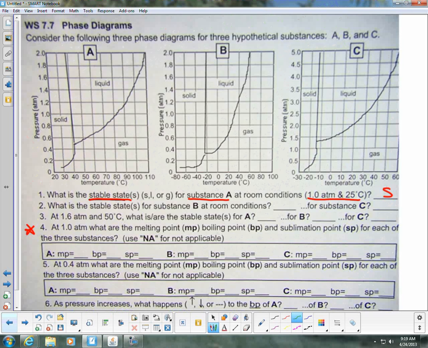Okay, let's look at this first one. I'm looking at 1 atmosphere, so I'm going to go across right here at 1 atmosphere. Just before I put any numbers down, what do I know I'm not going to have? Sublimation. So right in sublimation, I'm going to put NA, and I'm going to cross out one of my NAs down at the bottom.